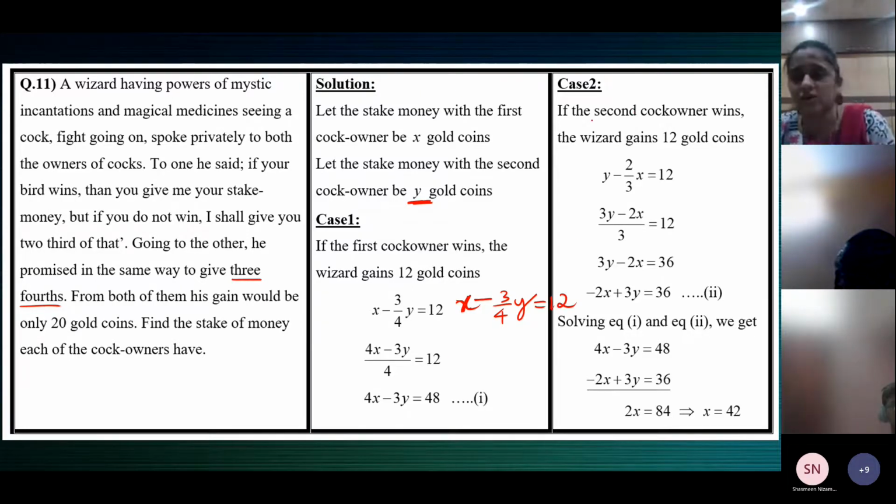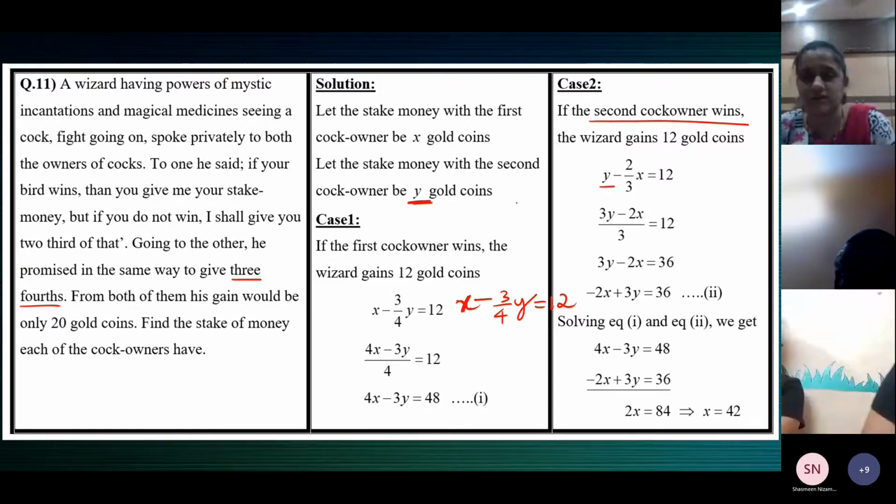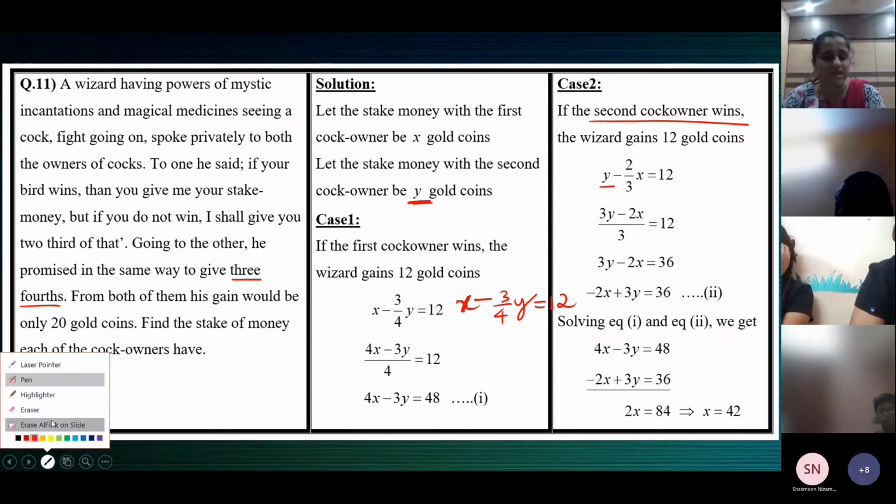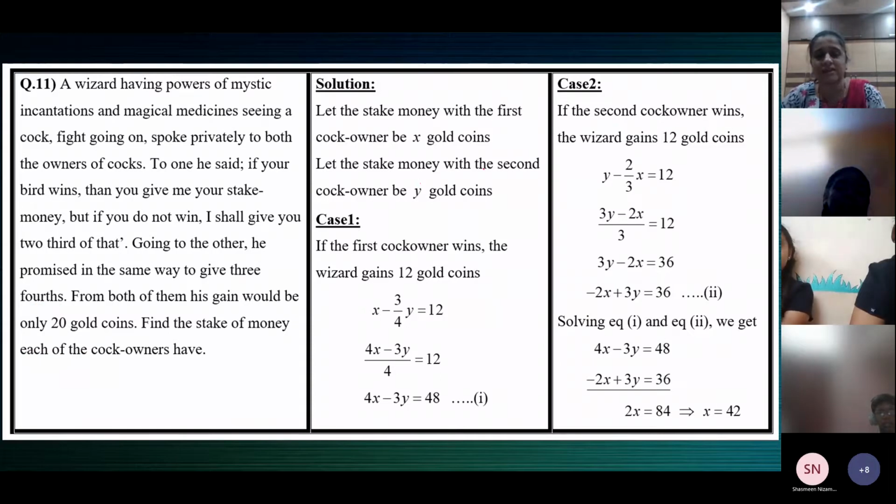If the second cock owner wins, he will get Y, whatever is the stake money. If the second cock owner wins, his stake money is Y. So if the second owner wins, he has to give away all his stake money to the wizard. So then the wizard will get Y.